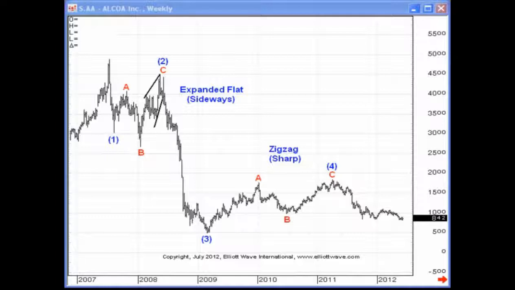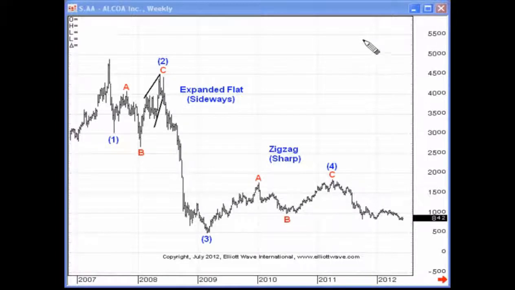What that essentially means with respect to, say, an impulse wave is if wave 2 is a sharp correction, then what you'll experience in wave 4 will most likely be a sideways correction, because those similar waves, waves 2 and 4, are similar because they're both corrective waves. So if you see a sharp correction in wave 2, then you tend to expect a sideways correction in wave 4.